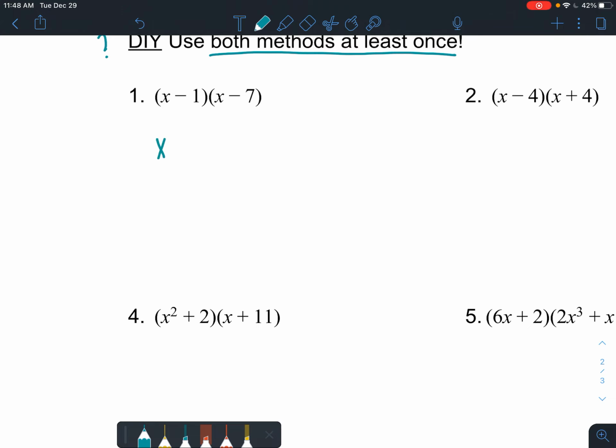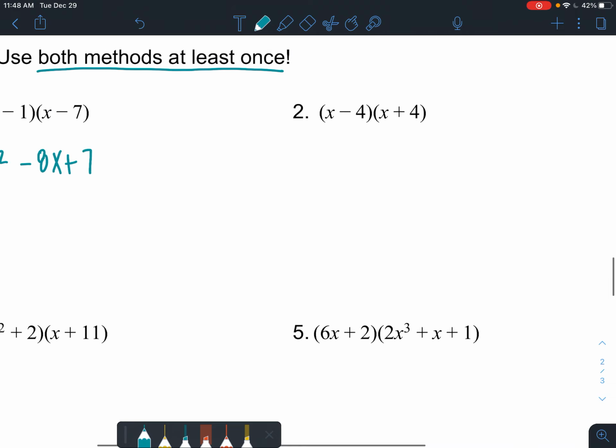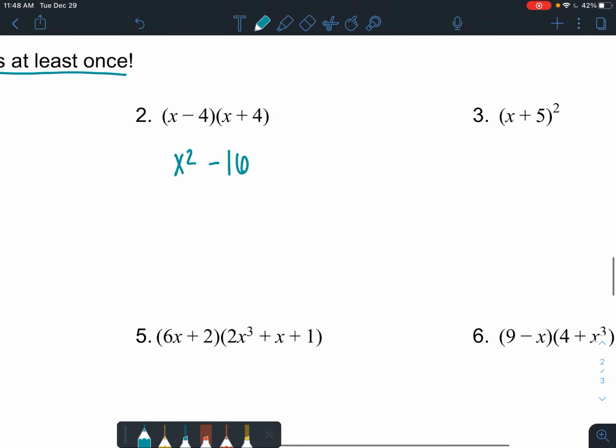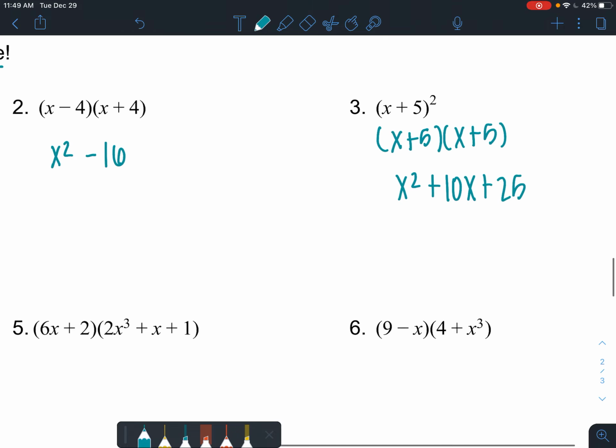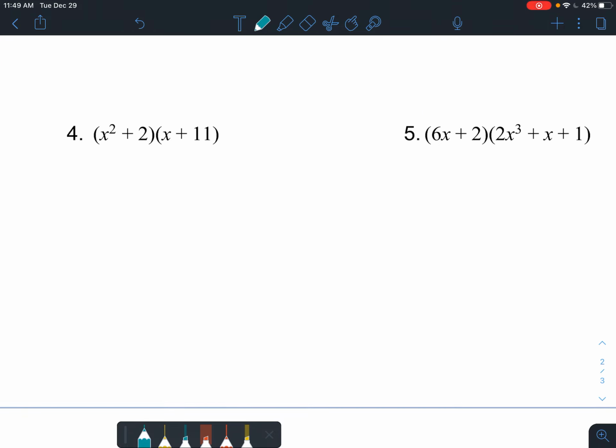All right, for this one you should have got x squared minus 8x plus 7. For this one, you should have got x squared minus 16. For this one, you should have written it out as x plus 5 times x plus 5. That's what that square means. And so you get x squared plus 10x plus 25. Next, you get x to the third plus 11x squared plus 2x plus 22.